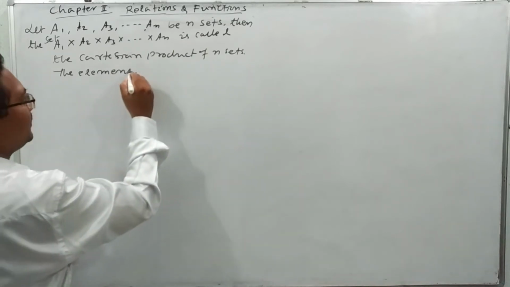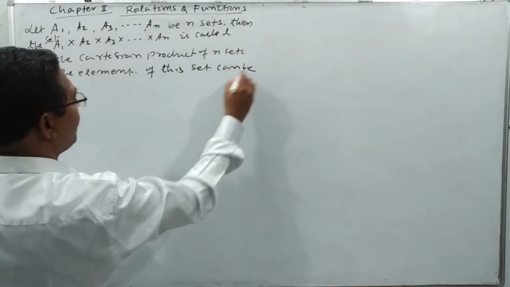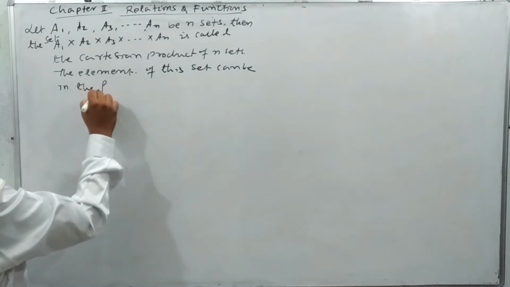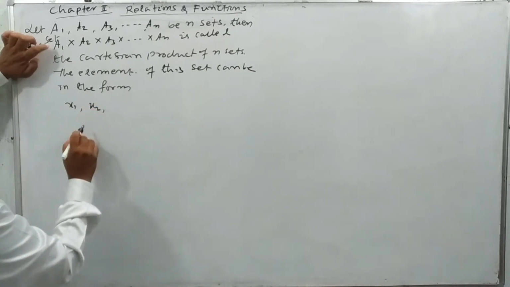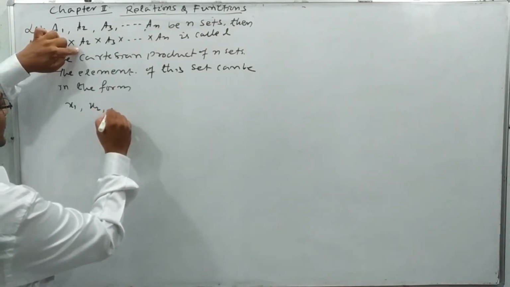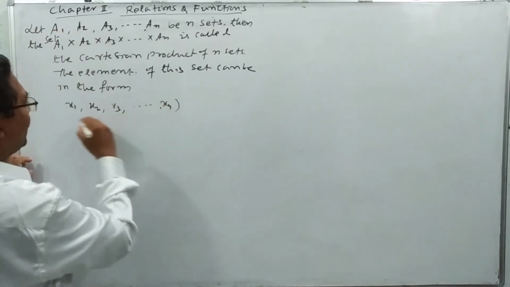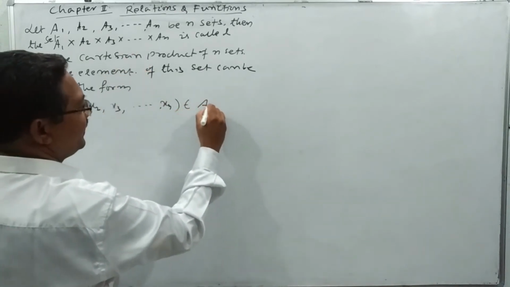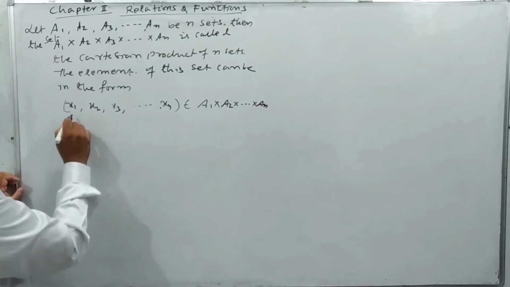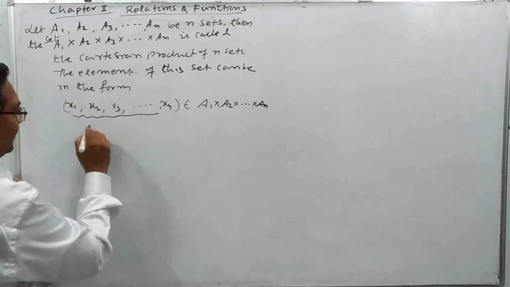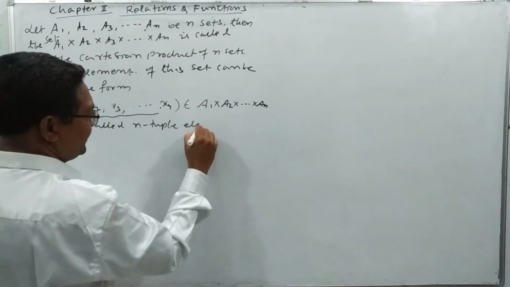The element of this set can be in the form x1 came from A1, x2 came from A2, x3 came from A3. In this way, xn came from An. It is an element of A1 Cartesian product A2 up to An. So this element is called an n tuple element.